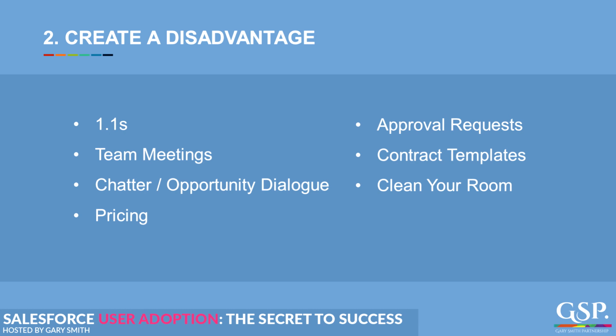Use the system. If I want to get an approval request, use the system. If I want to extract all of the products on an opportunity onto a contract, the contract templates are in Salesforce. So the only way I can get a contract out of the door or a proposal out of the door is by going into the system. Clean your room means make sure you have no out-of-date opportunities, no opportunities with closed dates in the past, and so on, and start to review that kind of thing. So create a disadvantage to not using it.